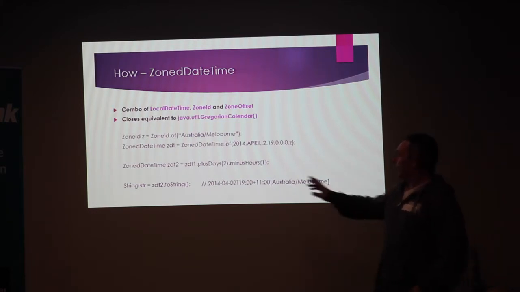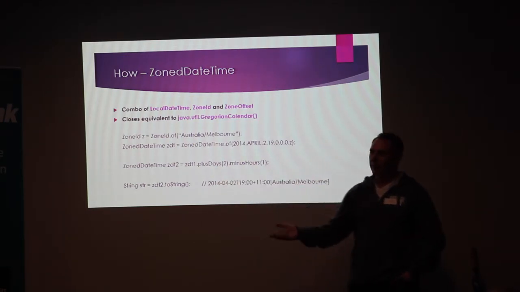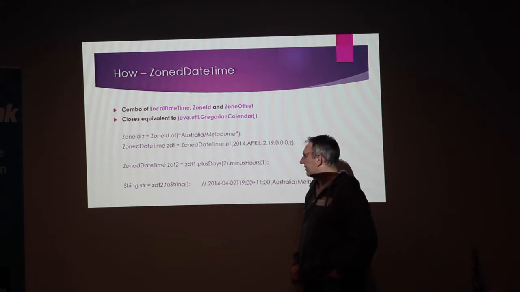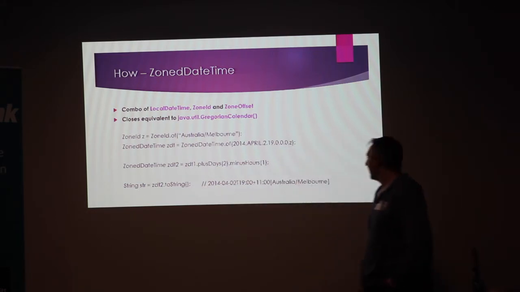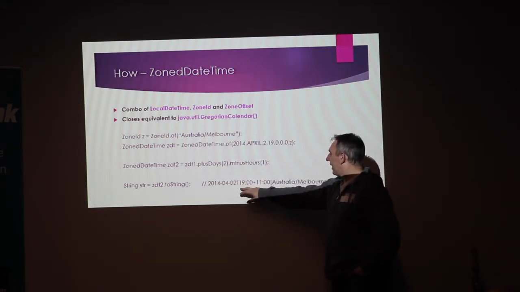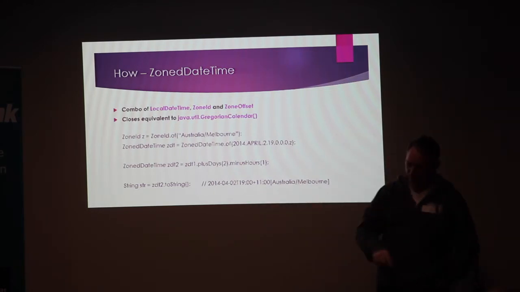But a zoned date time object, again, you've got similar sort of stuff, and it's consistent with what you did with a local date and a local time. So you've got plus days, minus hours, so on and so forth. You've got a toString, which again is in the ISO format, so it's a year, month, day. It indicates it's got a time zone, a year, month, seconds, and so on and so forth.